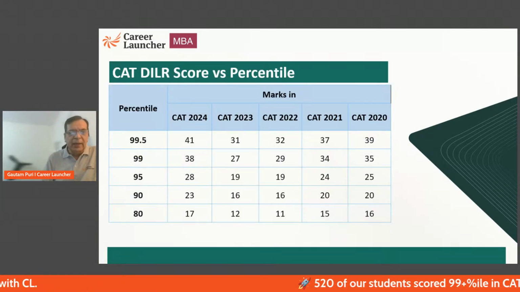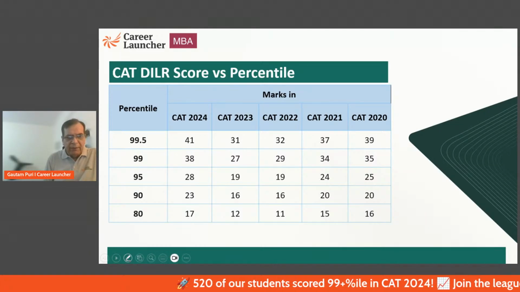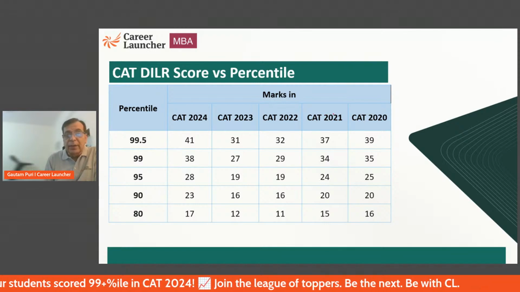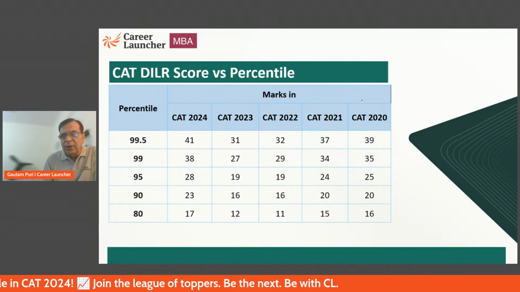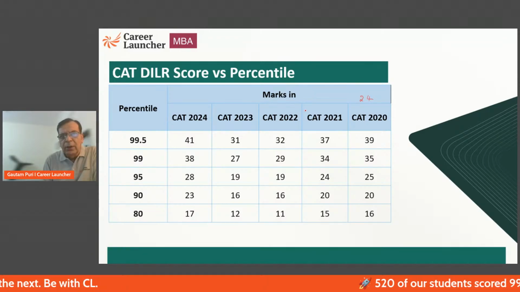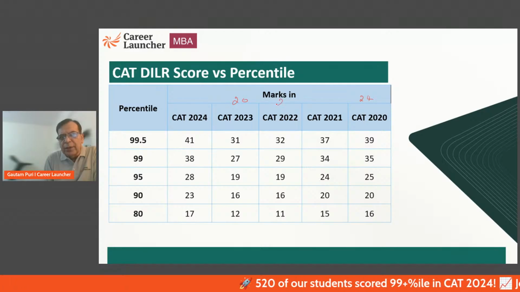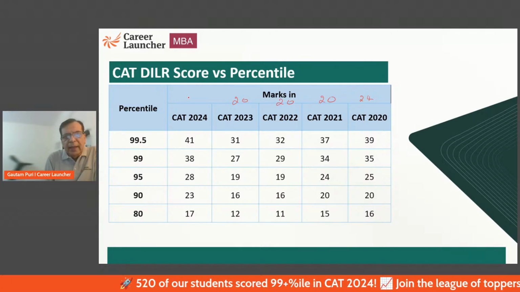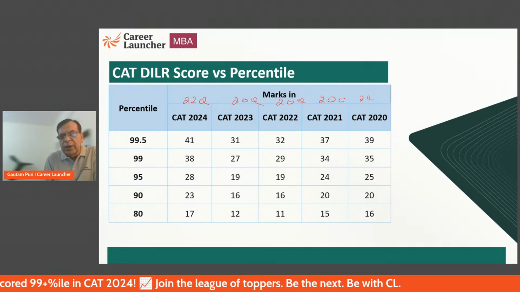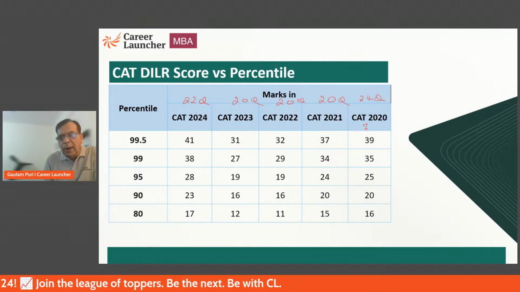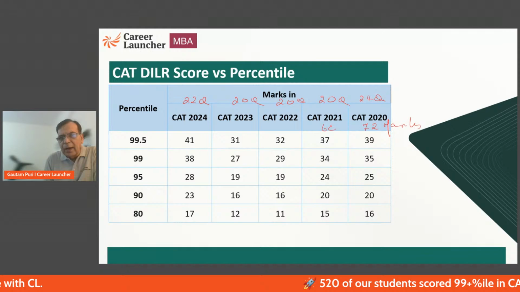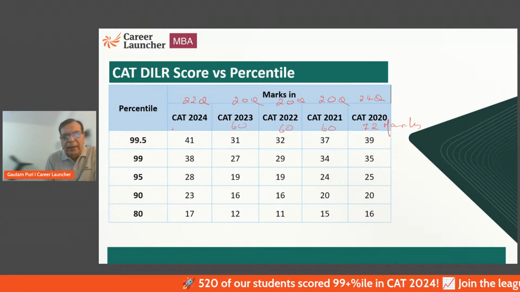If you look at DILR as a section over the last few years, from 2020 to 24, very quickly, the number of questions in each year: in CAT 2020, it was 24 questions. In 21, 22, 23, it was 20 questions each. And CAT 24 was 22 questions. This converted into 72 marks in 2020, and 60 marks, 60 marks, 60 marks, and 66 marks.